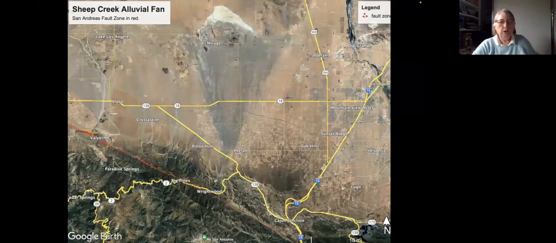Looking on map view north, the turnout is right here. Basically you can see the landslides here. This is Sheep Creek and this is Heath Creek, and they meet right there at the road. And then this is the alluvial fan going out on the Mojave, which gives you an idea of just how much sediment comes down on a seasonal basis.